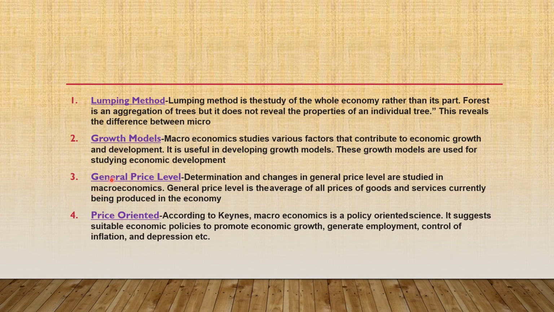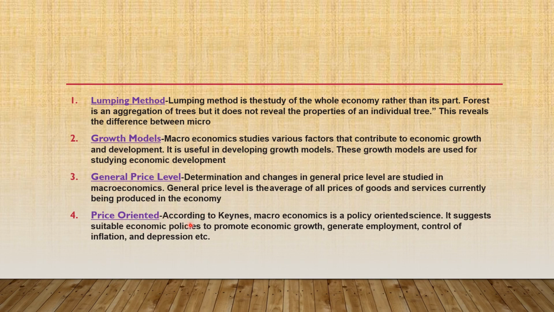Third is general price level. Determination and changes in the general price level are studied in macroeconomics. General price level is the average of all prices of goods and services currently being produced in the economy. So it studies the price, what should be the average price of goods. It should be affordable to all the people. It's not only the rich who are going to buy, the poor are also going to buy. So there should be an average minimum price that everyone can afford.